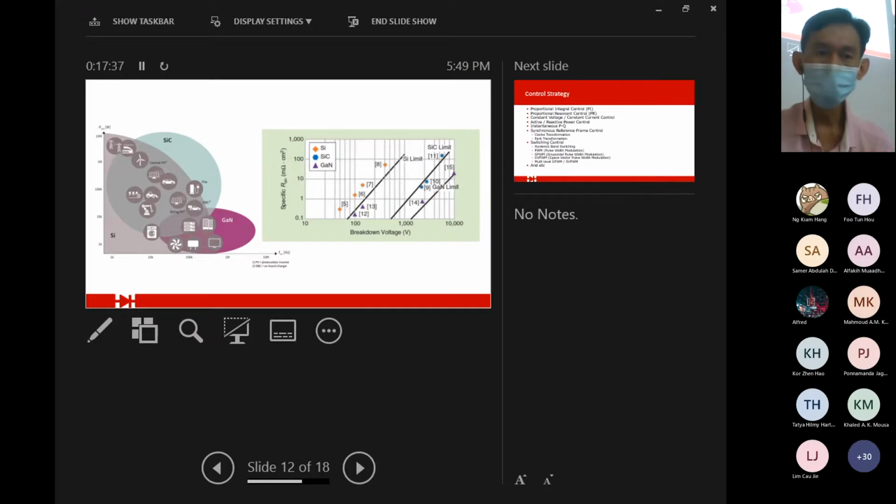This is a graph of, nowadays, basically only three materials: silicon, SiC, and GaN. This is where their applications are. You can see GaN is mostly at the low end, like your charger and your TV. SiC is in between here, in the application. Silicon can go all the way up here. So that is the application range.